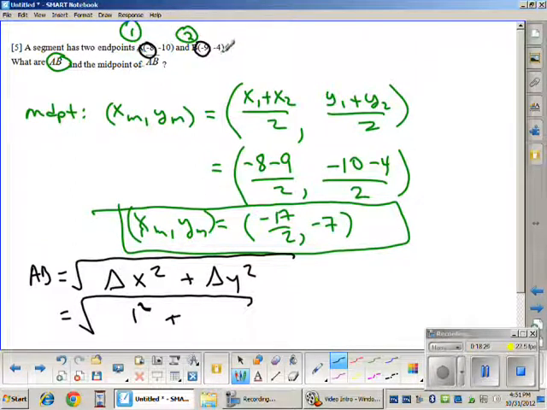That's a perfectly acceptable answer. 37 is prime. It can't break down any further. A decimal approximation is simply that, a decimal approximation. So this will be much better in terms of accuracy and precision.